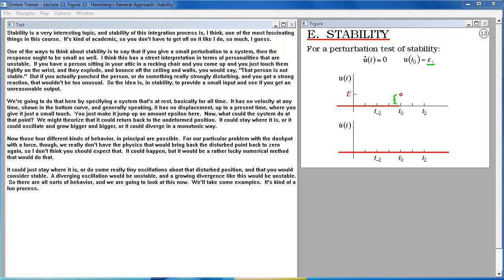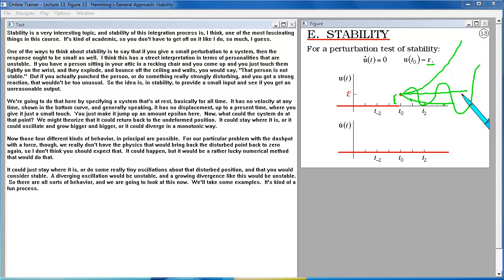We might theorize that it could return back to the undeformed position. It could stay where it is, or it could oscillate and grow bigger and bigger, or it could diverge in a monotonic way. Now, those four different kinds of behavior in principle are possible. For our particular problem of a dashpot with a force, we really don't have the physics that would bring the disturbed point back to zero again. So I don't think you should expect that. It could happen, but it would be a rather lucky numerical method that would do that.